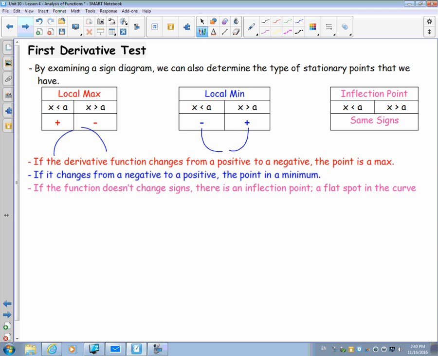And if you get a sign diagram that has the same signs in it, as in a positive followed by another positive, we call that an inflection point. A point where it goes flat for just a second. And the same could be true of a negative followed by a negative. A flat point just for a second. And those are the 3 different types of sign diagrams you can have, and the 3 different kinds of stationary or turning points that you can have.